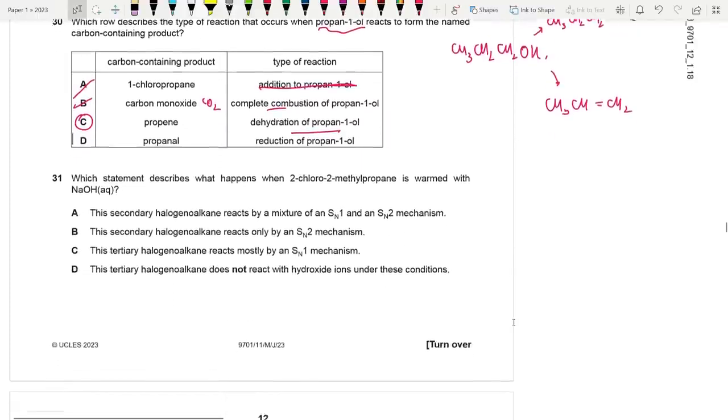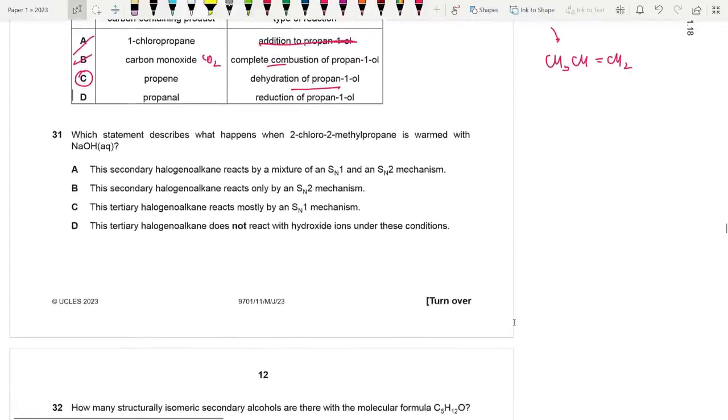30C is correct. 31. Which statement describes what happens when 2-chloro-2-methylpropane is warmed with NaOH aqueous? Okay, so CH3, C, Cl over here, CH3 over here, CH3 over here. So it will be a nucleophilic substitution reaction. However, since it's a tertiary halogenoalkane and so stable, it will proceed by the SN1 mechanism. So 31 is in fact C.